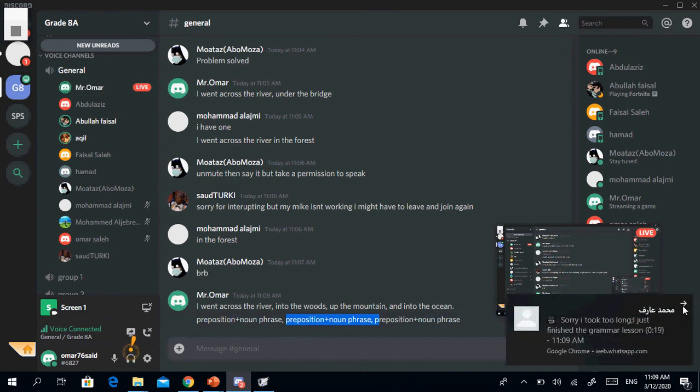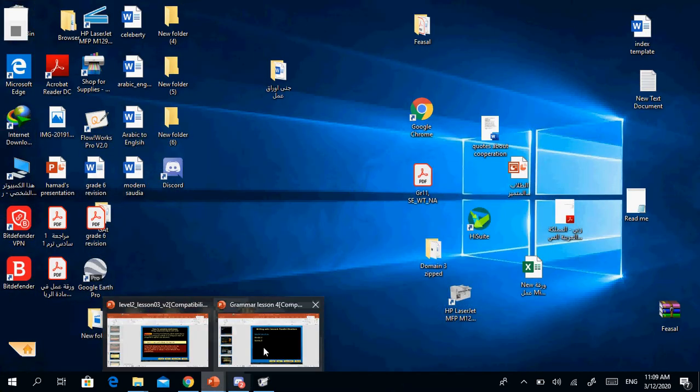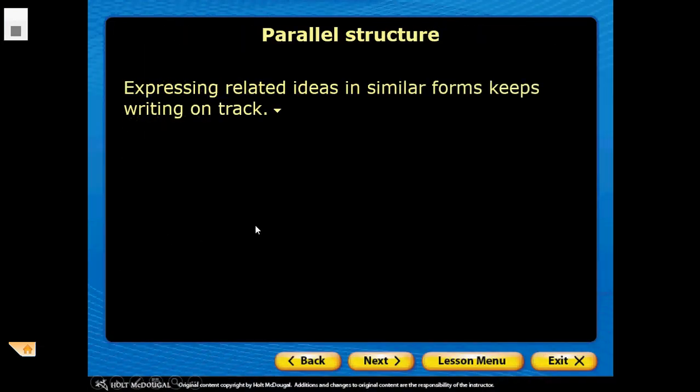All right. Let's go back to our PowerPoint presentation with Mr. Anthony. So we just found out parallel structures express related ideas in similar forms, keeping writing on track. If I might use the idea of keywords in this definition, what keywords may draw your attention here? Related ideas. Very good. And similar forms. What does form mean?